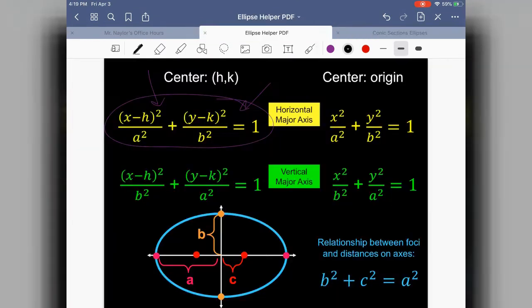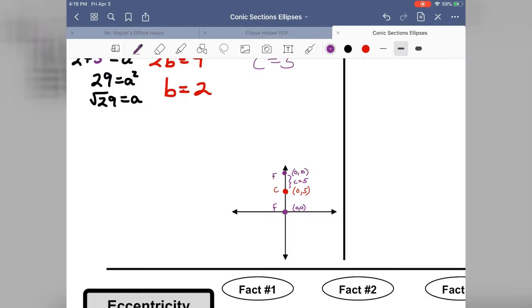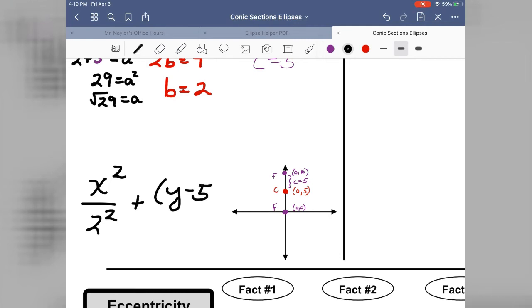Again, we're going to be using the vertical formula. That's because a, the major axis, was a vertical number, so that one will go with the a. And all I've got to do is fill in the center for h and k. Now h is actually 0, so I'm going to skip filling that in, but the b value is 2, so I can write that as 2 squared. The k value is 5, so I can fill that in as y minus 5, and then the square root of 29 squared.